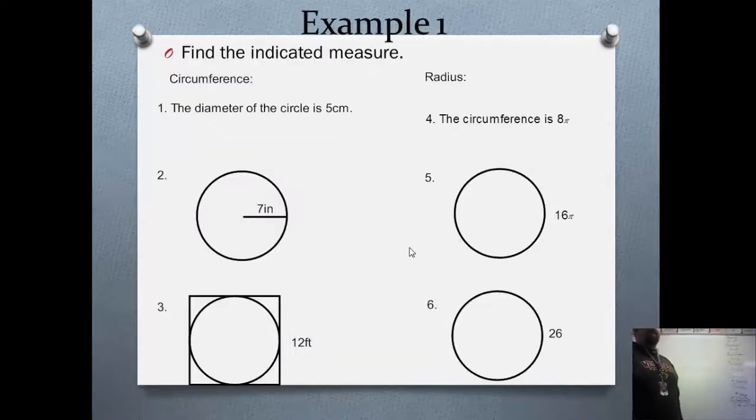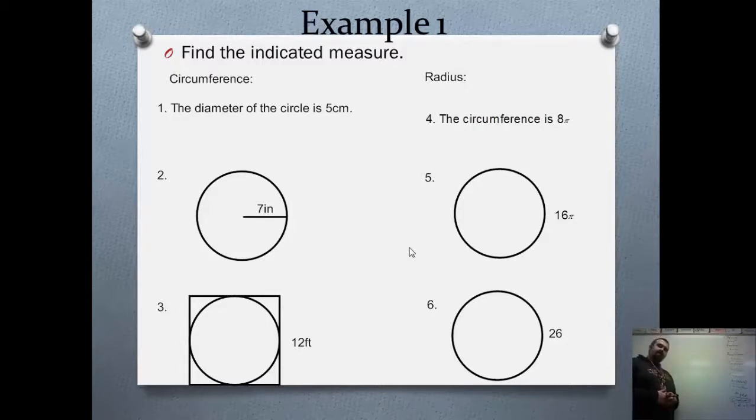Let's look at how to do this. There's a whole lot of problems here. Let's look at just the ones on the left first. Find the circumference is what I'm trying to tell you to do for 1, 2, and 3. And for 4, 5, and 6, I'm asking you to find the radius.